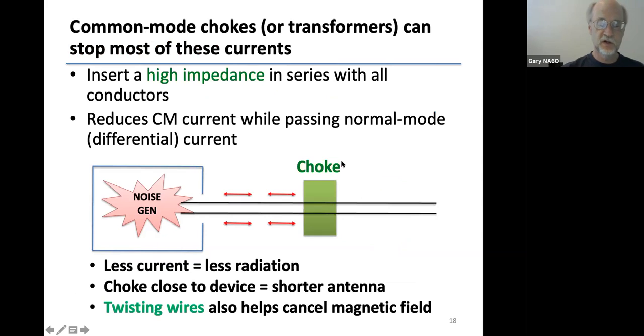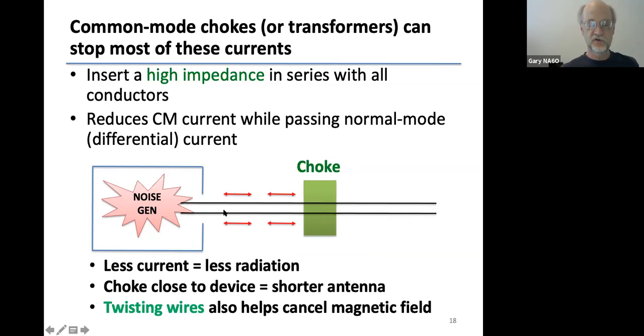So what we use is a thing called a common mode choke. And a choke is a term for a kind of inductor. It may also be a very lossy inductor, so it turns electrical current into heat. So what we want to do is insert a high impedance in series with all the conductors. This does not affect the normal mode signals that are going in and out, but it does stop the common mode current. So if we have less current, that means less intense radiation. You put the choke close to the device, that means you've shortened the antenna.